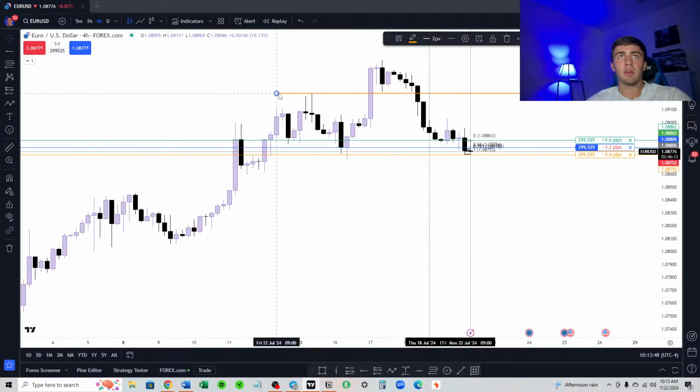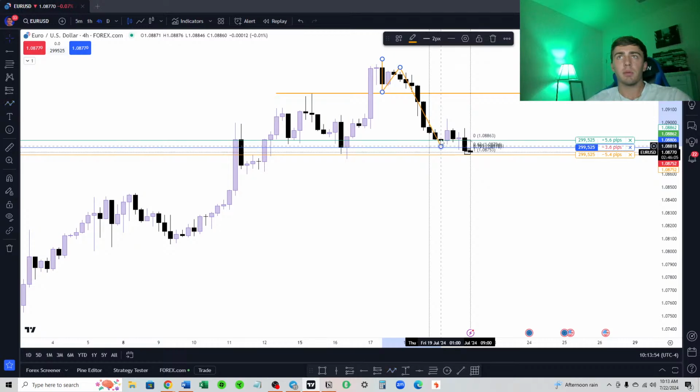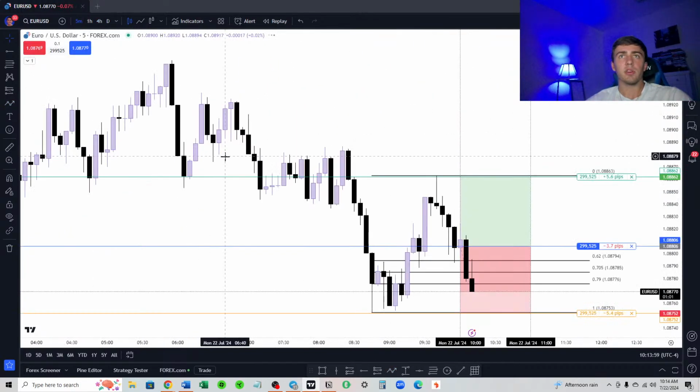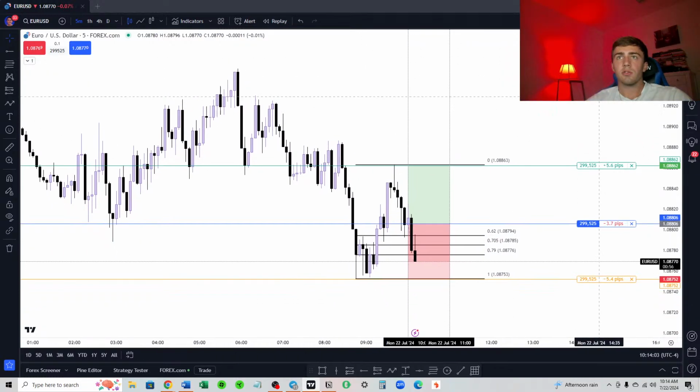There's an internal shift up here to the downside and a pullback, but I don't know. We'll see how it affects this trade.